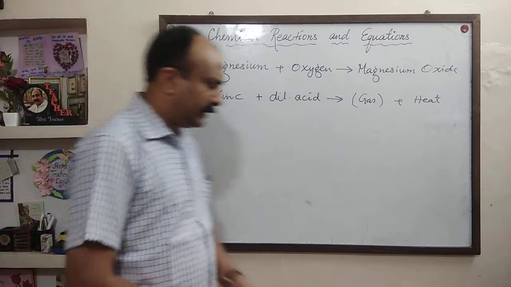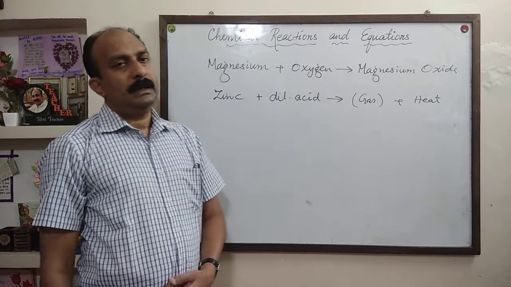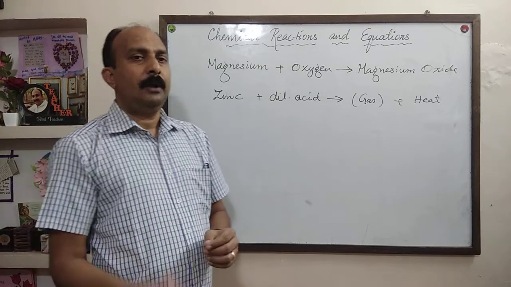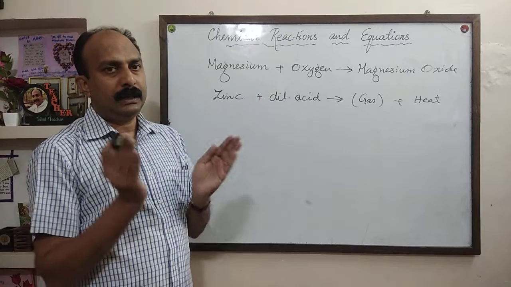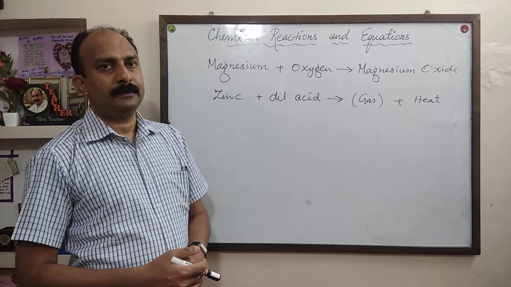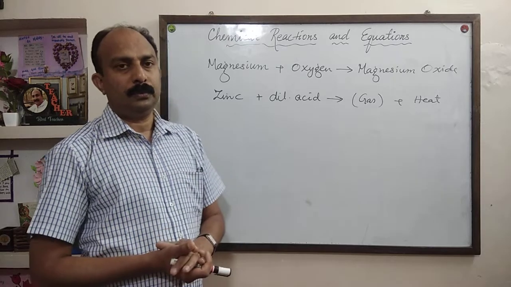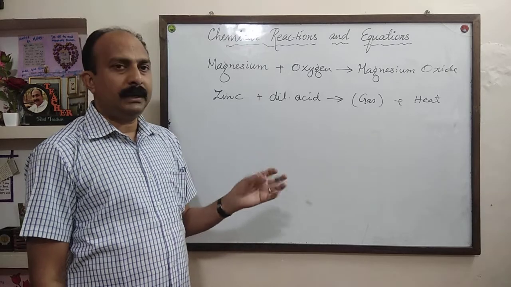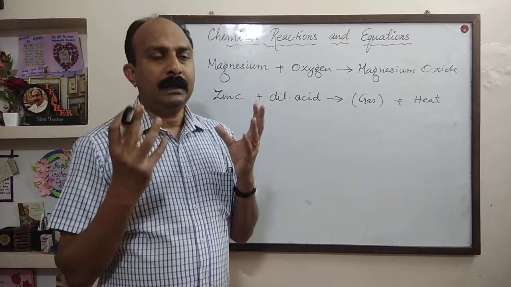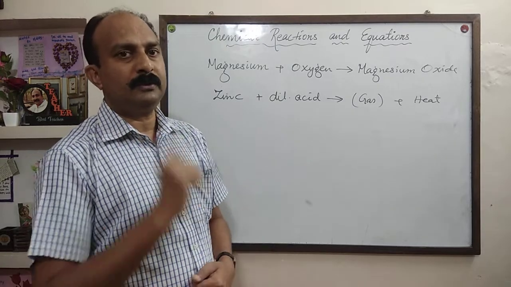Another example, take lead nitrate solution in one test tube. Lead nitrate solution, and add potassium iodide into it. Lead nitrate solution and potassium iodide are mixed together, and see what is observed. You can see suddenly the color in the test tube will turn yellow. Lead nitrate and potassium iodide are both colorless solutions, but when they are mixed together, you can see a yellowish appearance in the test tube. The color of the test tube is suddenly changed into yellow. So what is observed there?